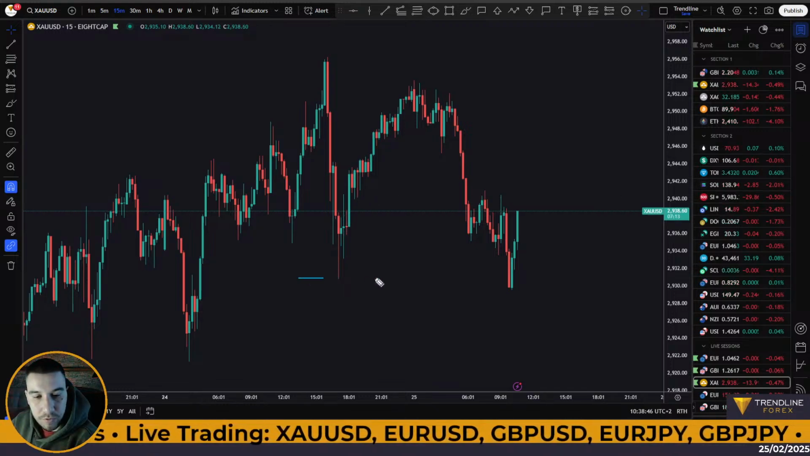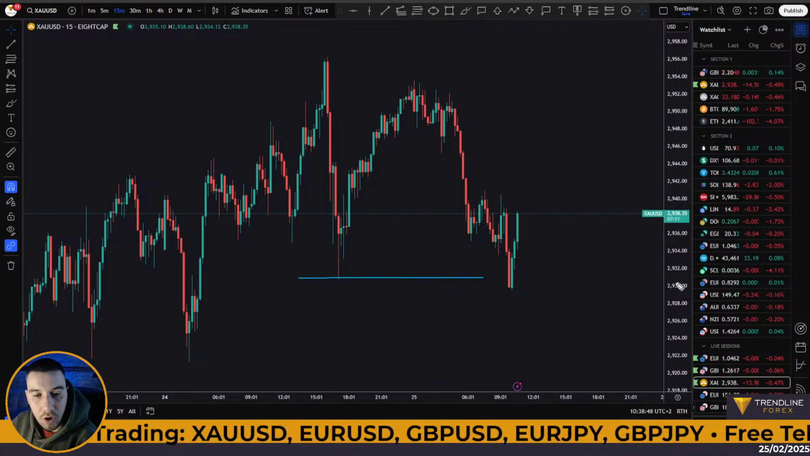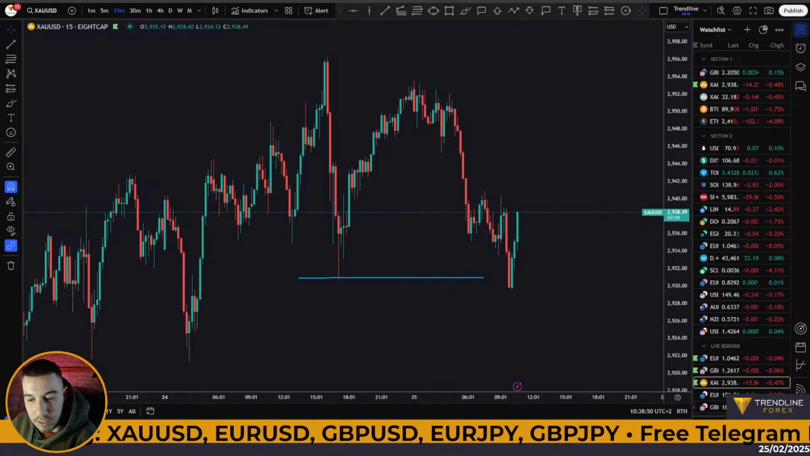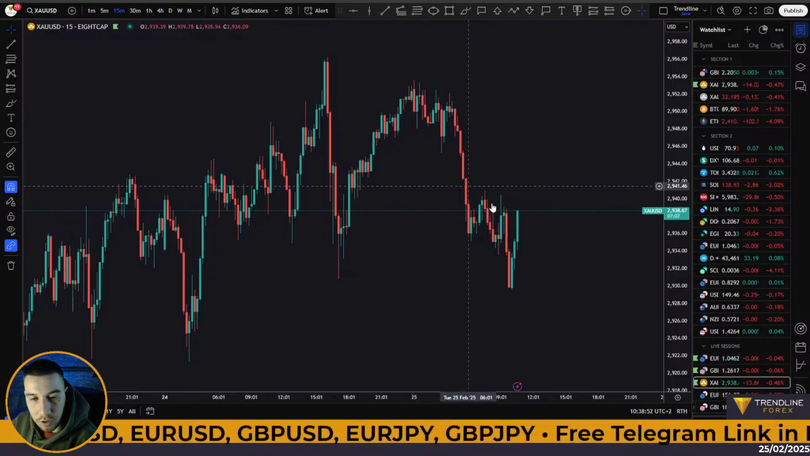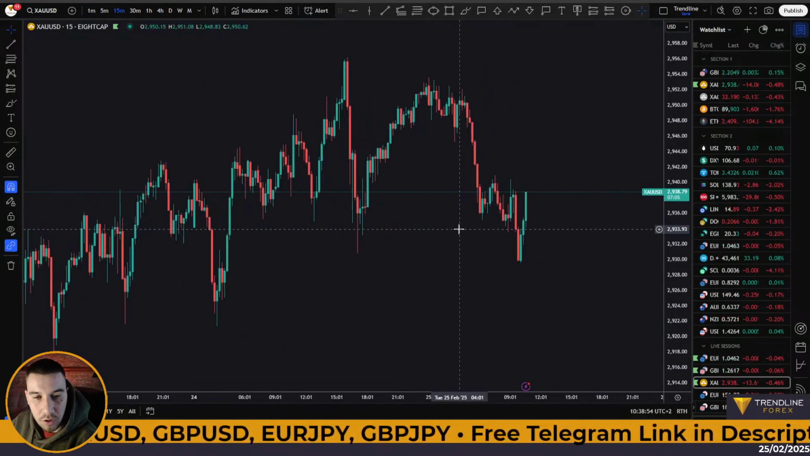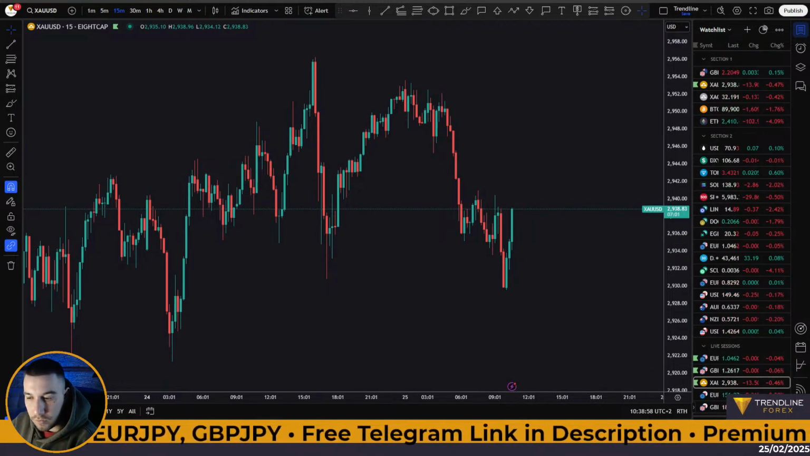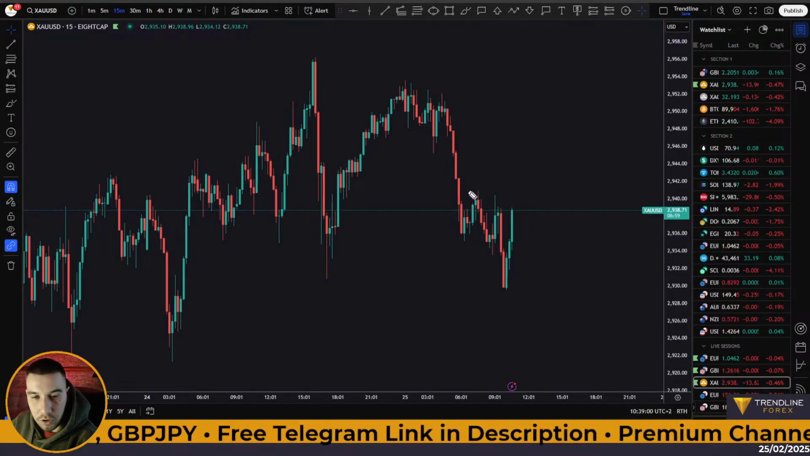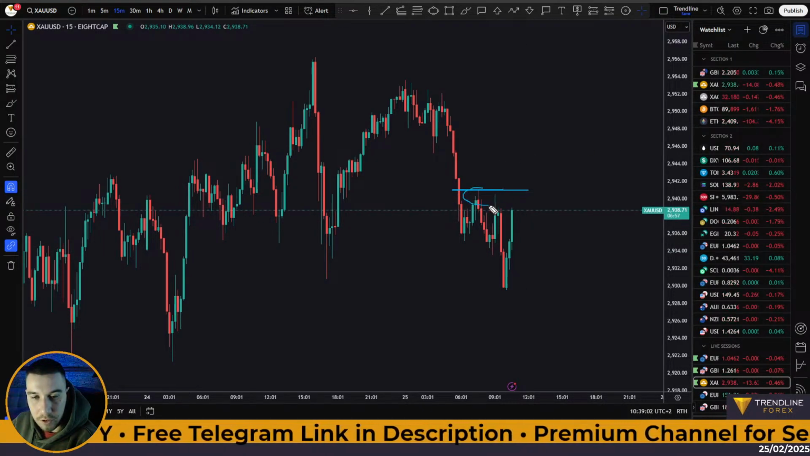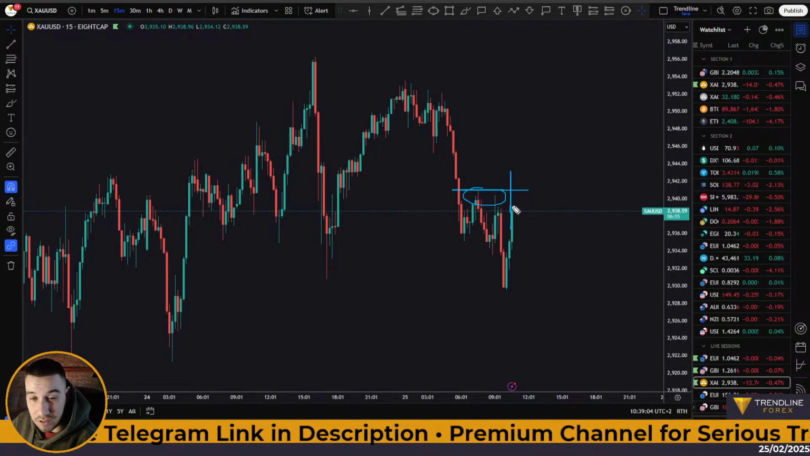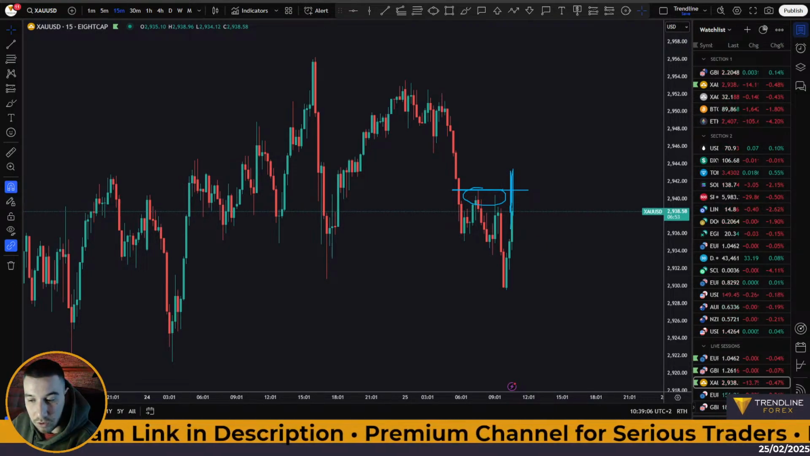So technically we're taking out previous structure right here on gold, but it's not exactly what I'm looking for. So I'm not looking to enter a trade now. Although it looks like we may close above this structure right here. So if it does, this is going to be a kind of a stronger signal.